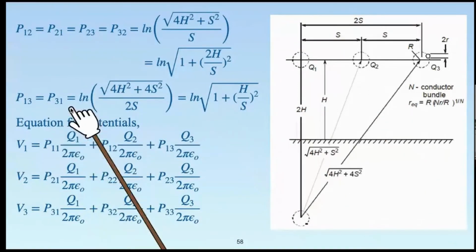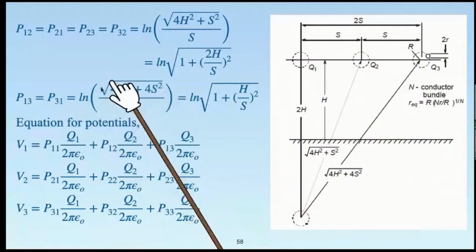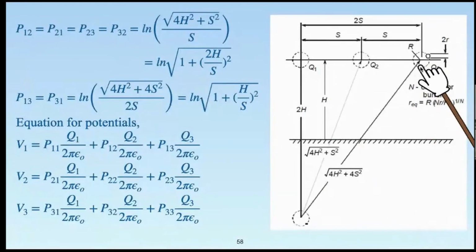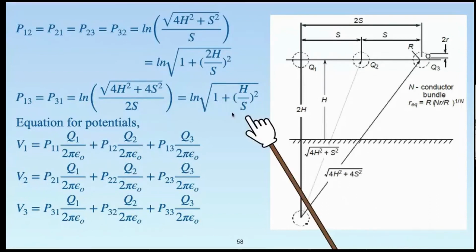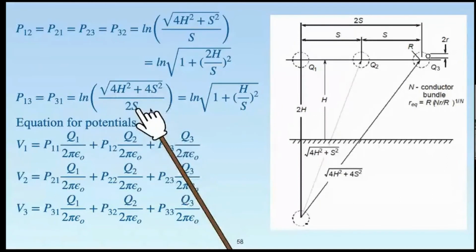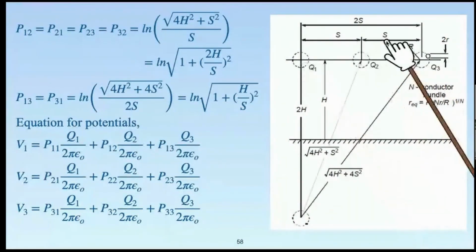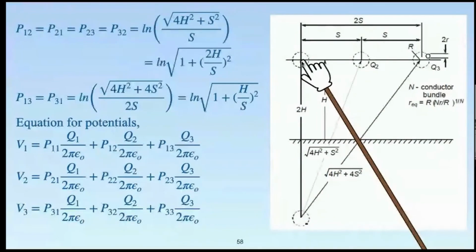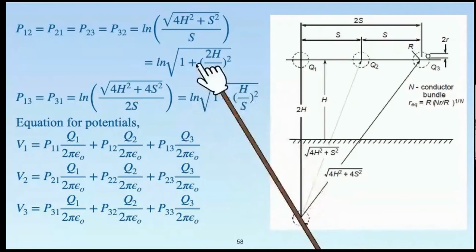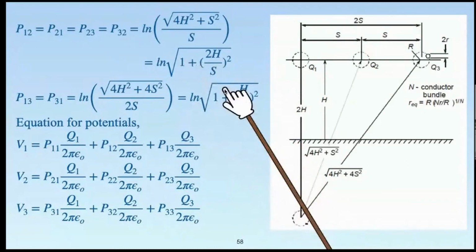We can write this term as equal to ln of the distance from the image. Let us say I am talking about charges on Q1 due to Q3. So I have to take the distance of Q3 from the image of Q1 first. So that is under root of 4h square plus 4h square. This is the numerator, the distance from the image, upon the distance from the charge itself, so this is h plus h, 2h. We can simplify this as ln under root of 1 plus h by s whole square. So these kinds of terms will be there.